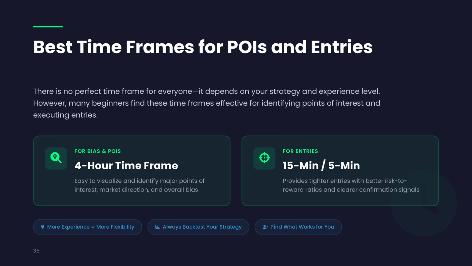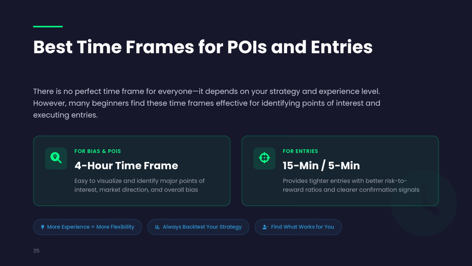For entries, the picture changes somewhat. The 15-minute and 5-minute charts are tremendously popular for entry execution, and with good reason. These time frames provide enough detail to time your entries precisely, whilst still being slow enough that you're not getting whipsawed constantly. The 15-minute is particularly useful if you prefer slightly longer holding periods, perhaps several hours to a full trading day. The 5-minute is better if you want tighter entries and are comfortable with faster price action. Both work splendidly well. It's genuinely a matter of personal preference.